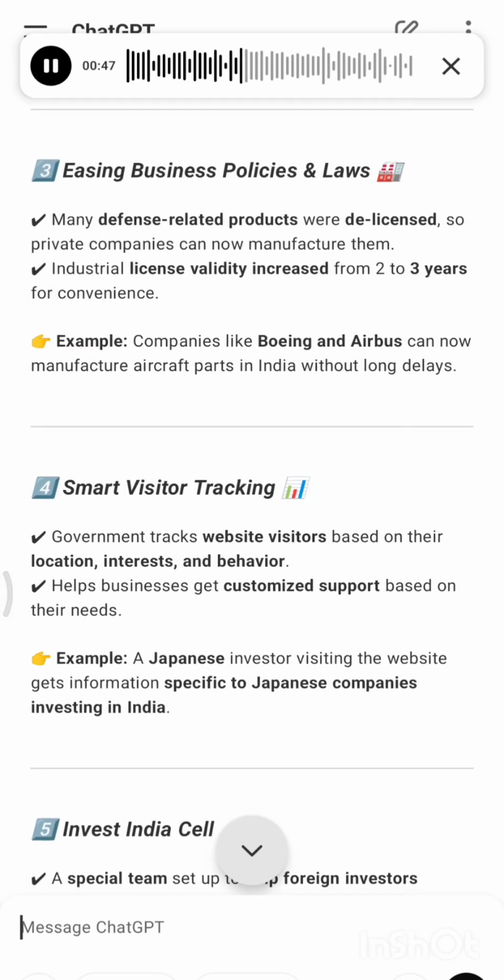Easing business policies and laws. Many defense-related products were delicensed, so private companies can now manufacture them. Industrial license validity increased from 2 to 3 years for convenience. Example, companies like Boeing and Airbus can now manufacture aircraft parts in India without long delays.